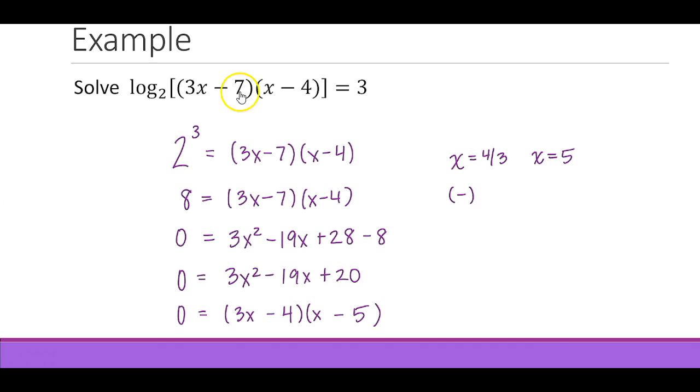I have a negative, and then 4/3 minus 4, that's going to give me another negative. So altogether, that would make the inside of the log positive, so 4/3 is a solution. And if I try x equals 5, 3 times 5 is 15, minus 7, that's 8, so that's a positive, and then 5 minus 4 is positive. So 5 checks out as well. So I have two solutions to this logarithmic equation, 4/3 and 5.